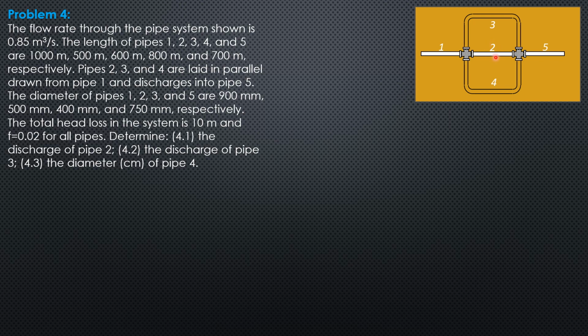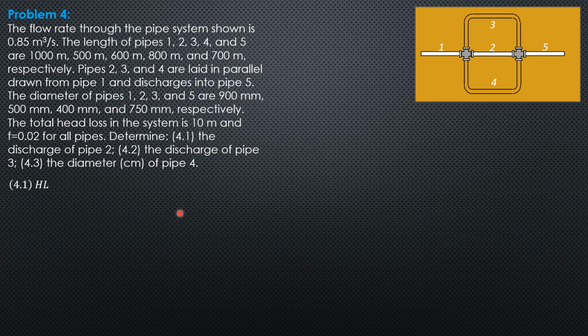Knowing HF2, we can compute the discharge of pipe 2. Then, knowing the head loss in pipe 2, which is equal to the head loss in pipe 3, we can compute Q3. Then finally, Q1, which is 0.85, equals Q2, which we can solve, plus Q3, which we can solve also, plus Q4, which is unknown. So we can compute Q4. Knowing Q4, we can now compute the diameter of pipe 4. So that's the flow of the solution.